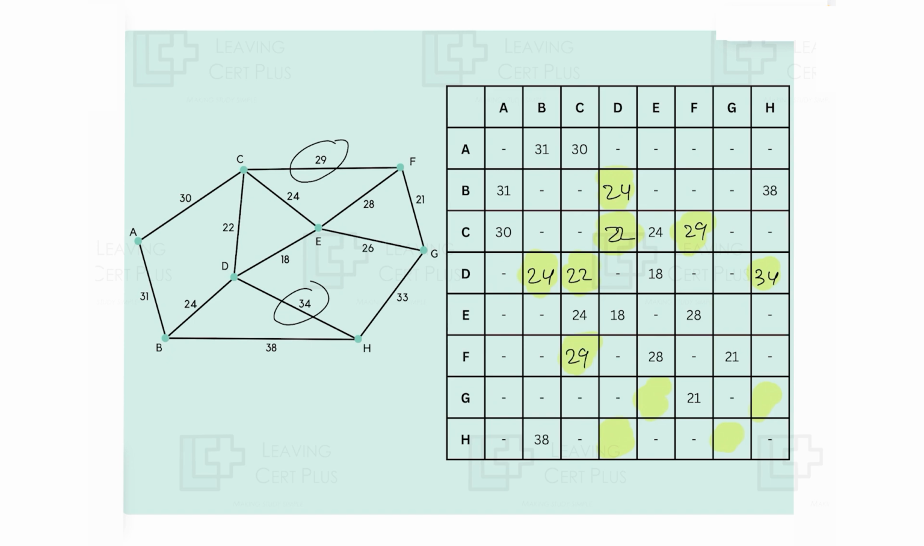How is G connected to E? So there's G, there's E, the weight is 26. And how is G connected to H? We've got a weight of 33. And then how is H connected to D? That's 34. And how is H connected to G? That's 33. And that's my distance matrix associated with that graph.